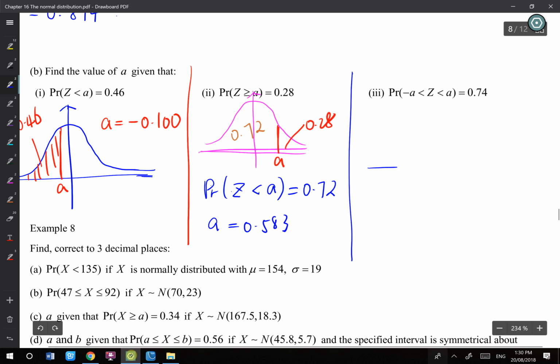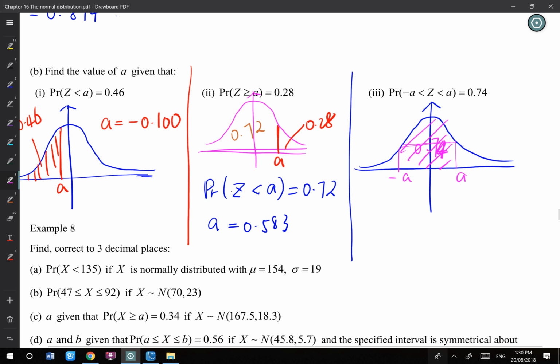Okay, the next one, Z is in between negative A and A. It's a symmetrical area. That's what you need to realize, because it's in between negative A and A. The graph is so bad, but something like this, negative A to A. The area here is 0.74, and you want to work out A. What's the area you will use in this question? What you're interested in is A.